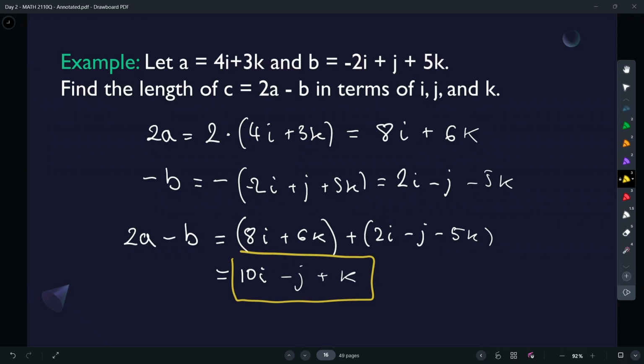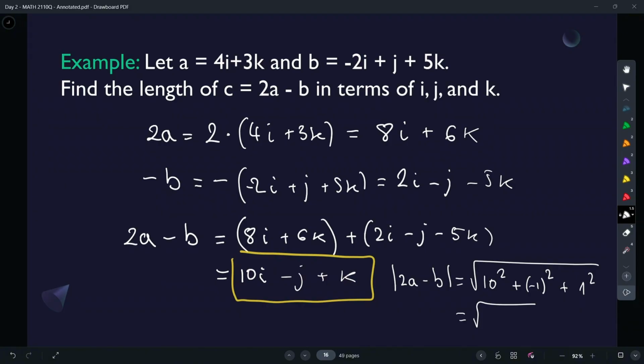The problem was actually find the length of this vector. So now what is the length? The length will be the square root of the sum of the square of the components. So this will be 10 squared plus minus 1 squared, that will be just 1, plus 1 squared. So that even I can do. I think that's 102. So the square root of 102. So that was really not my final answer that I had circled. This is my final answer, the square root of 102.